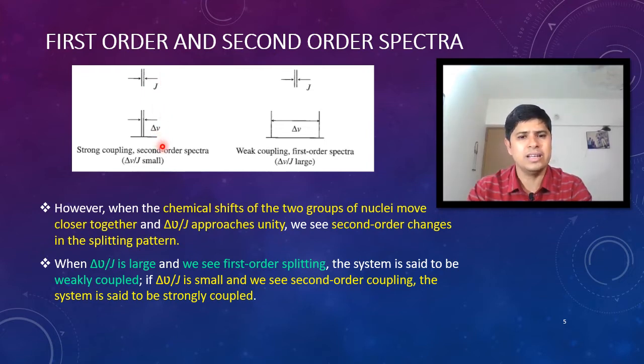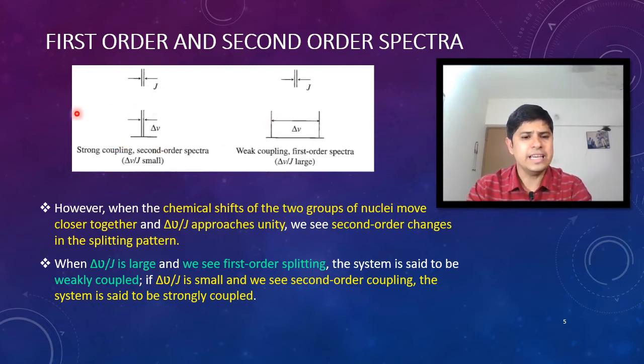Here delta nu by J is smaller, and here delta nu by J is larger. So this example will give first order spectra, while this example will give what? Second order spectra. However, when the chemical shift of two groups of nuclei move close together and delta nu by J approaches unity, we see second order changes in the splitting pattern. When the chemical shift difference between these two groups of nuclei moves close together, we will have this type of pattern, an intermediate pattern between these two cases. So this will get converted to second order spectra. This case will also get converted to second order spectra.